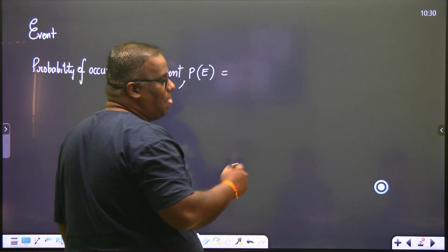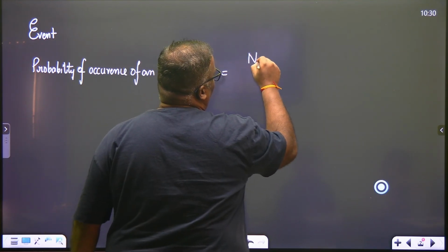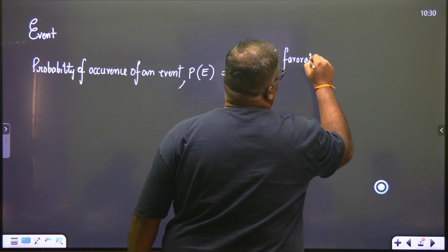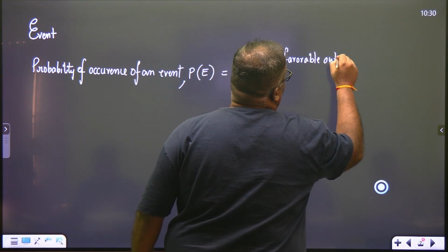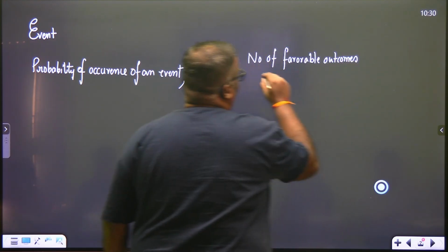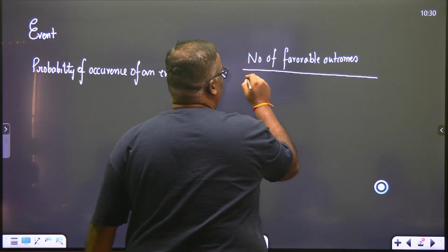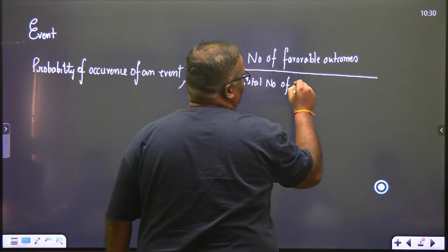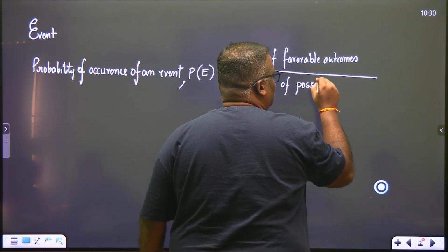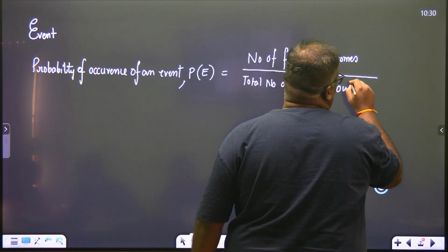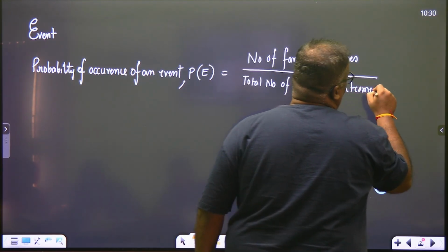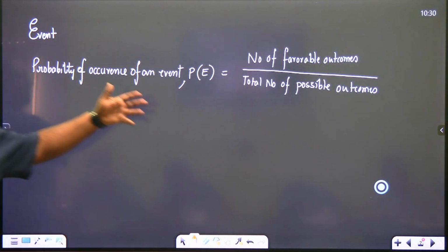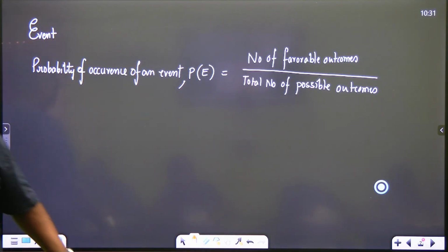This is equal to number of favorable outcomes divided by total number of possible outcomes. First you write this equation, and with this formula we'll be able to solve every problem. Only thing is how you apply the formula. The trick is all in how you apply the formula.